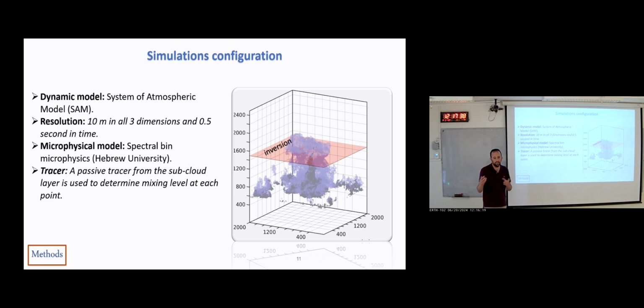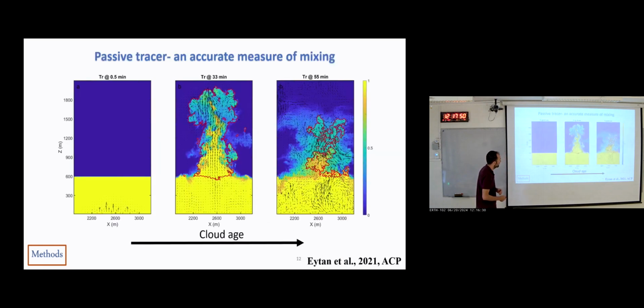But it's just another scalar that is being dispersed in space with the advection and the turbulent diffusion. And that allows us to really understand how the cloud is being diluted in a theoretical way.